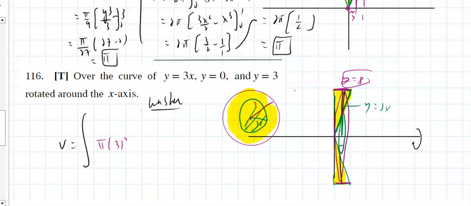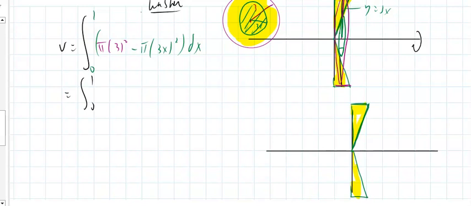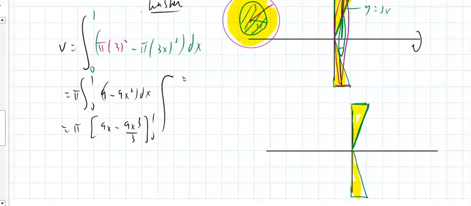So if I subtract off this piece, with respect to x runs from 0 to 1, that will find me that volume. That would be the integral from 0 to 1. Pi I'll factor out. That's 9 minus 9x squared dx. That would be pi times 9x minus 9x cubed divided by 3. That makes it a 3. That is pi times 9 times 1 minus, this is 3 by the way, 3. That will be 6 pi.